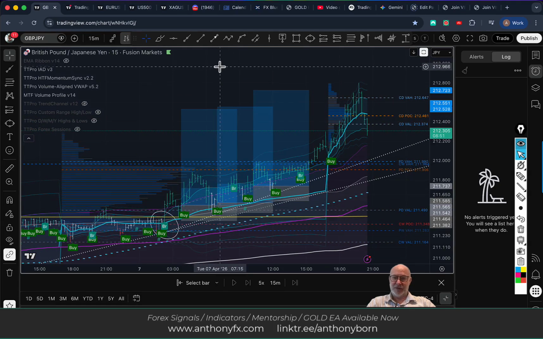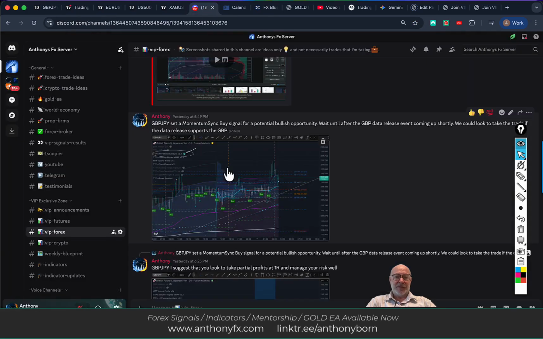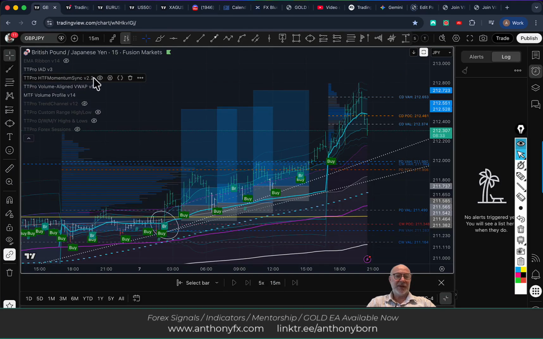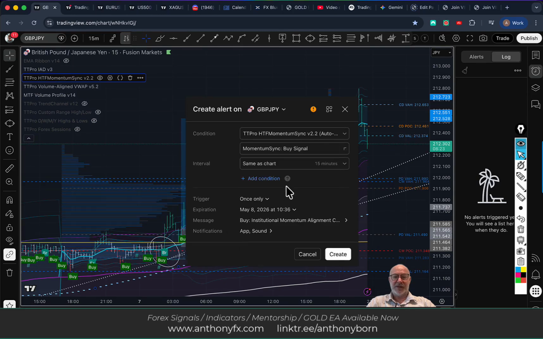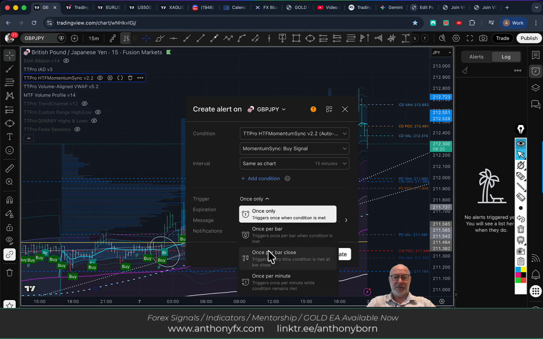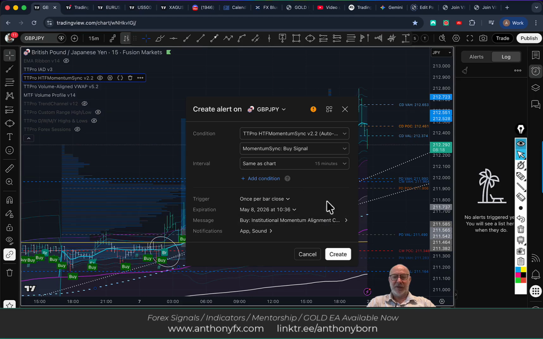As I said earlier on, start off simple. Just run with the ideas that I post in here. Pound yen, set a momentum sync buy alert, take the next. So momentum sync here, 3 dots, add alert, momentum sync, buy signal. That's it. Oh, and you want that once per bar close if you like, and then create it.